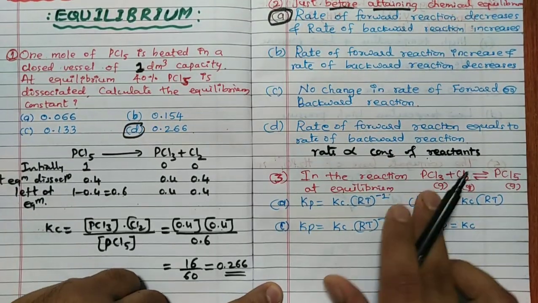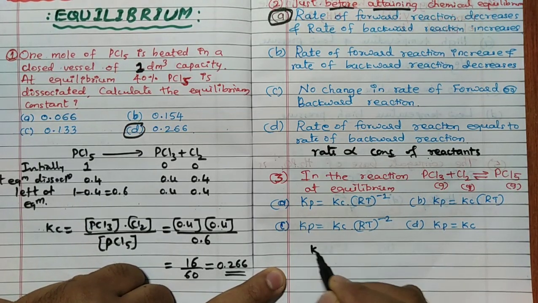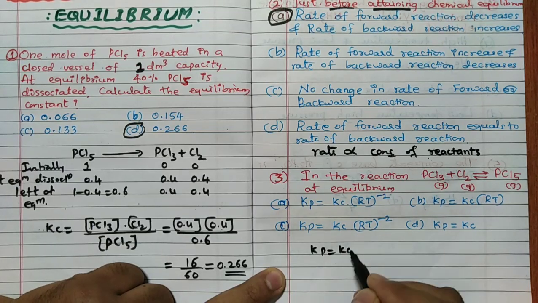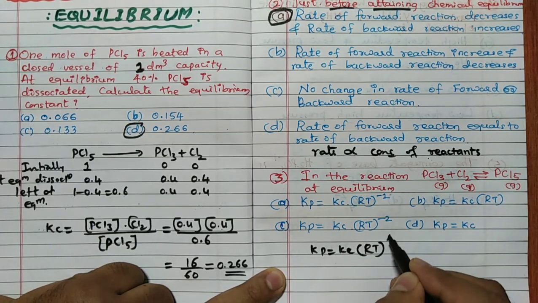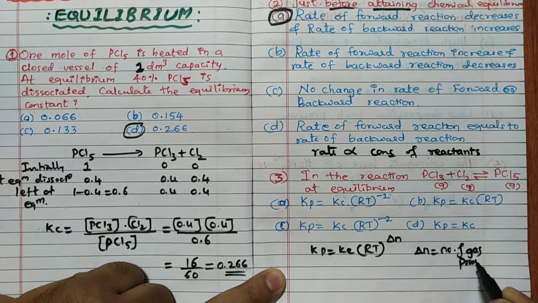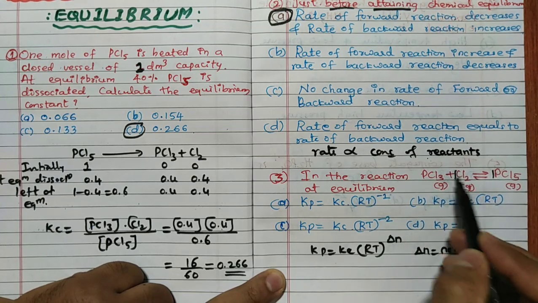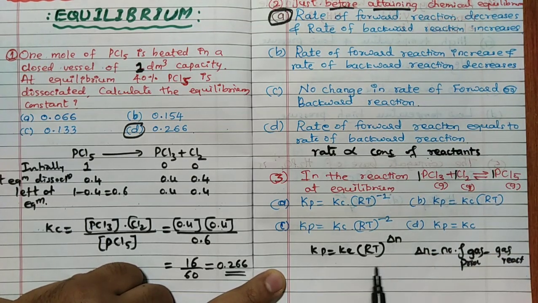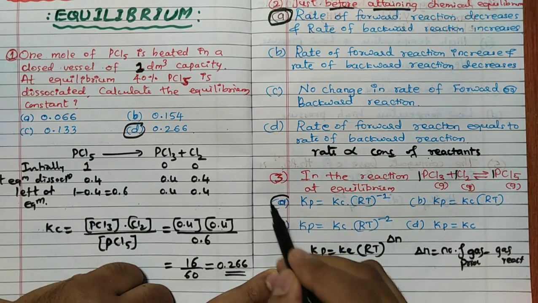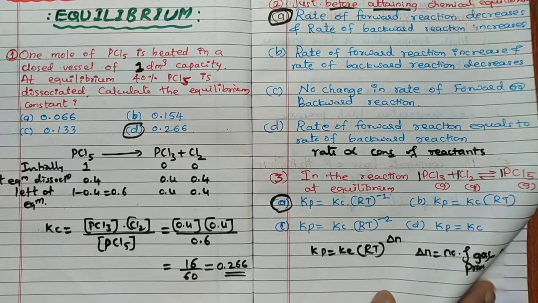Then in the reaction PCl3 plus Cl2 gives PCl5 at equilibrium, they are asking the Kp and Kc relationship. Definitely it is Kp is equal to Kc RT to the power delta n, where delta n is nothing but the number of gaseous products minus gaseous reactants. Gaseous product is 1. Gaseous reactants are 1 plus 1, 2. 1 minus 2 is equal to minus 1. Definitely the answer is A. Kp is equal to Kc into RT to the power minus 1.